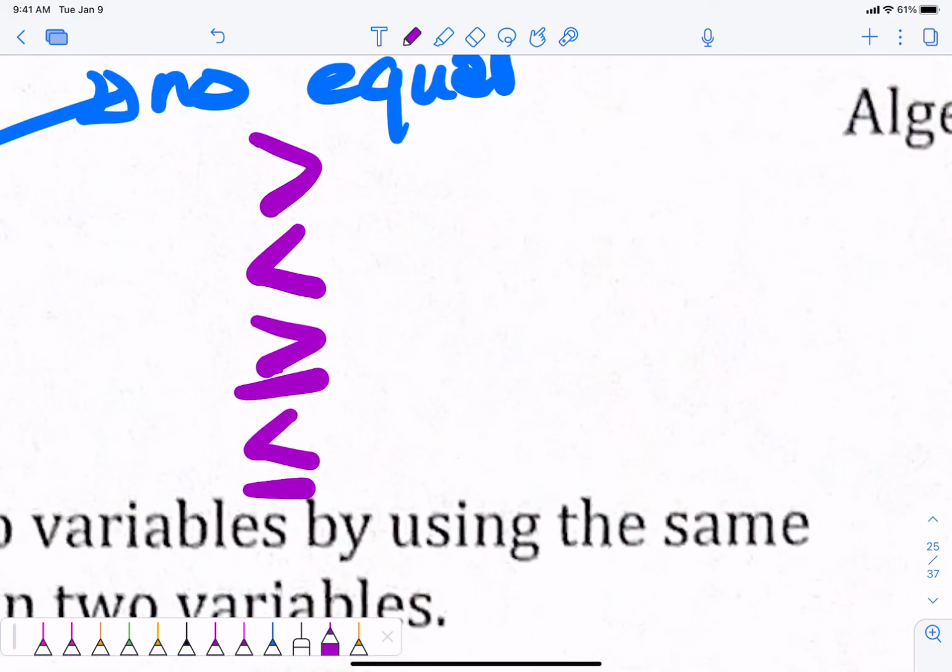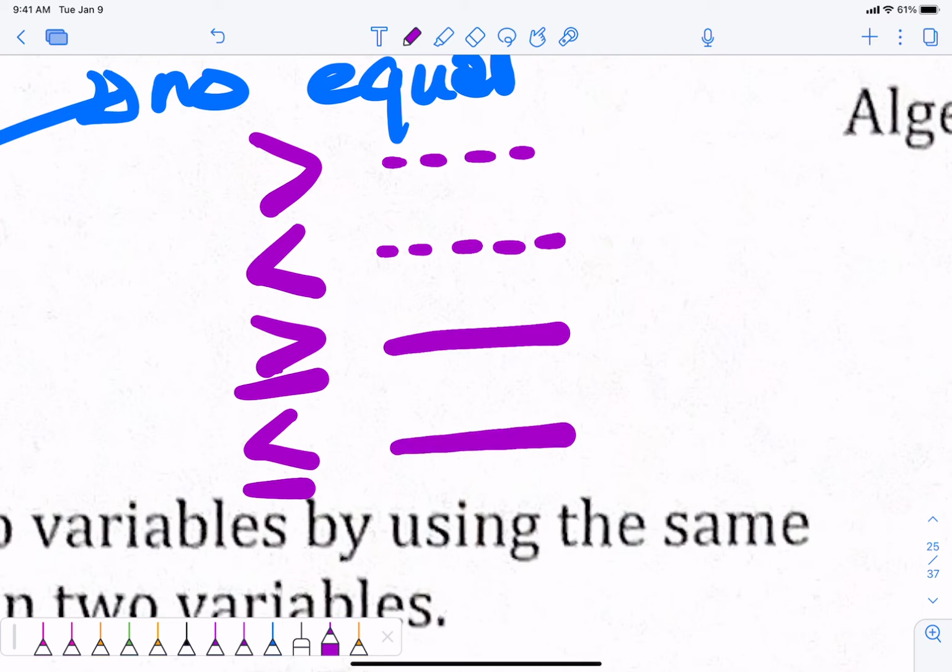If it is a greater than symbol, we use a dotted line. If it's a less than symbol, we use a dotted line. If it's a greater than or equal to symbol, we use a solid line. And if it's a less than or equal to symbol, we use a solid line. This little mark down below tells me, if it's equal to, then we use a solid line. If it's just greater than or less than, we use a dotted line.